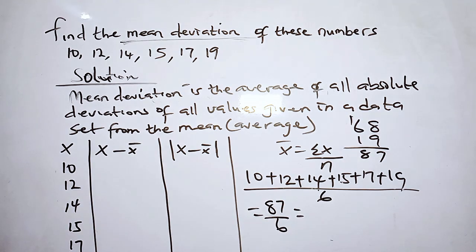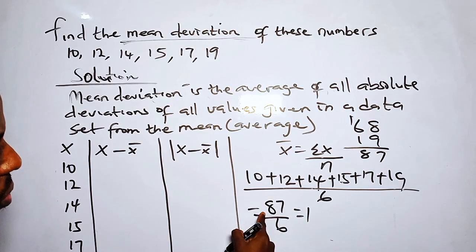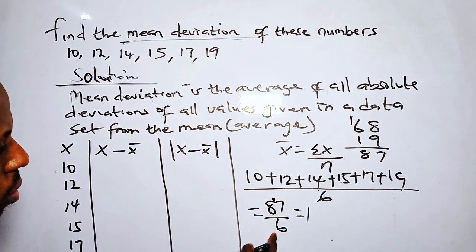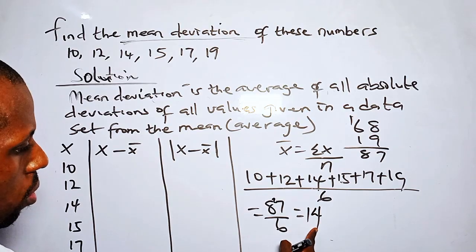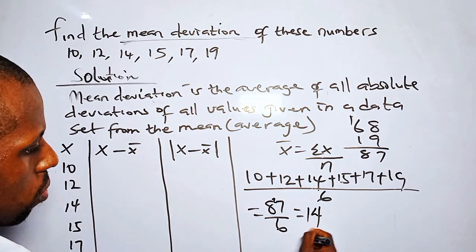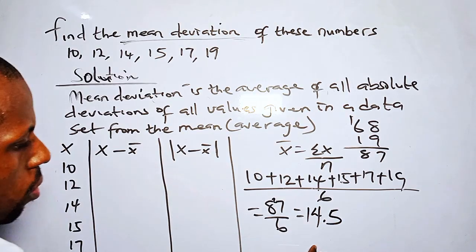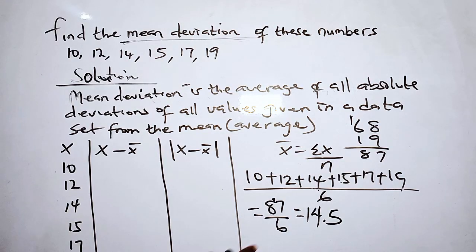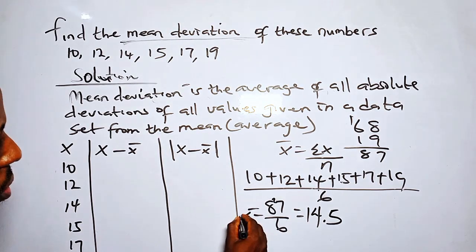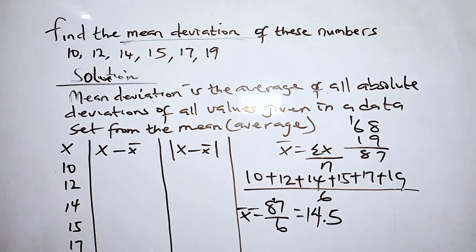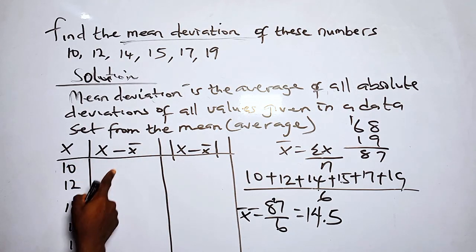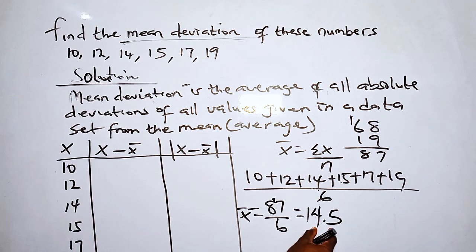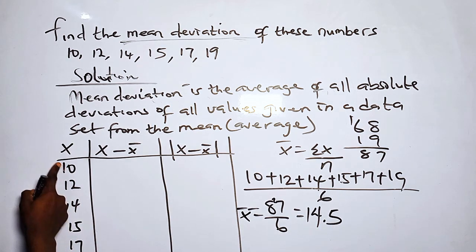So when we divide this, we have 6 into 8 is 1, then in 27, 6 times 4 is 24, leaving 3. So this is 14.5, which represents the arithmetic mean. Once we have figured out the arithmetic mean, we find the deviation from the mean by subtracting the mean from each value.